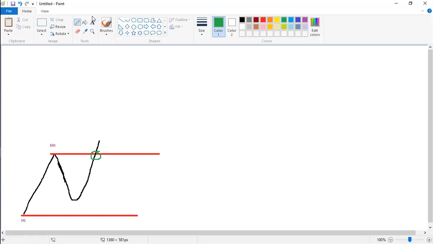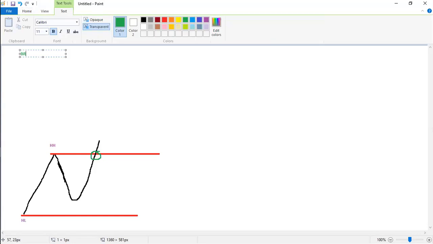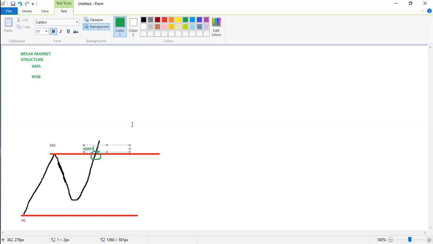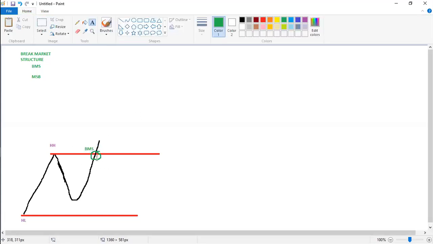Now, when you see this right here, this is what we call a break in market structure, or BMS. Sometimes they call it MSB, market structure break, same thing. What does BMS mean? It means they are breaking the highs. When you see price breaking the higher highs, it means price wants to continue going up, going higher. If they are breaking the higher highs, they want to go higher.